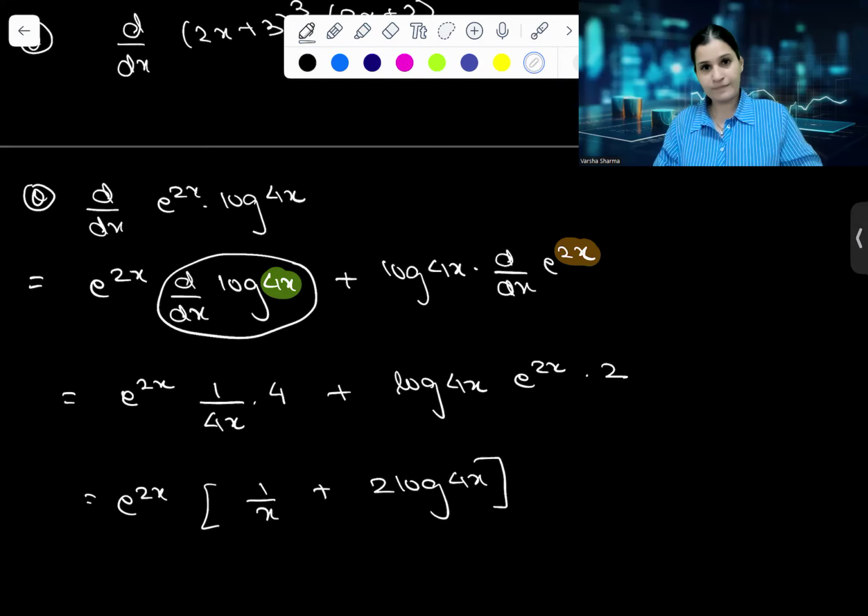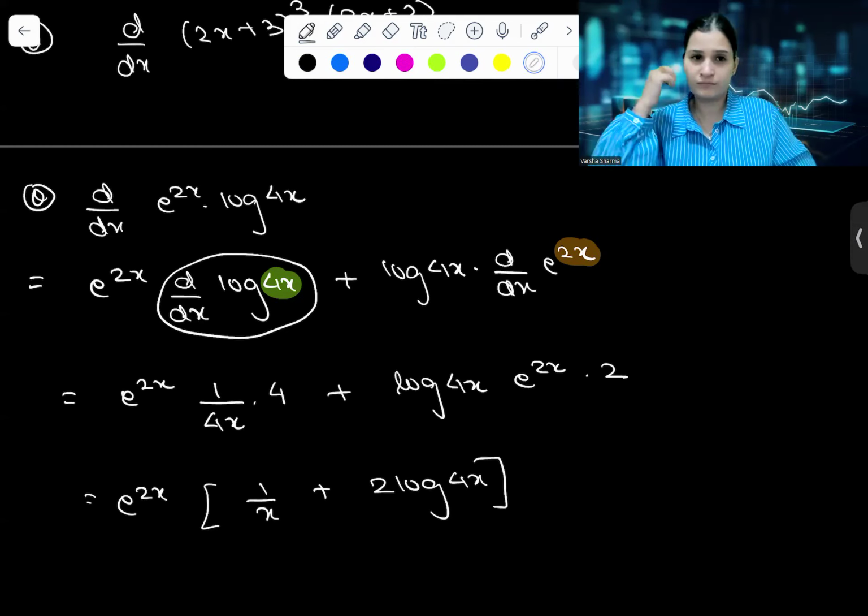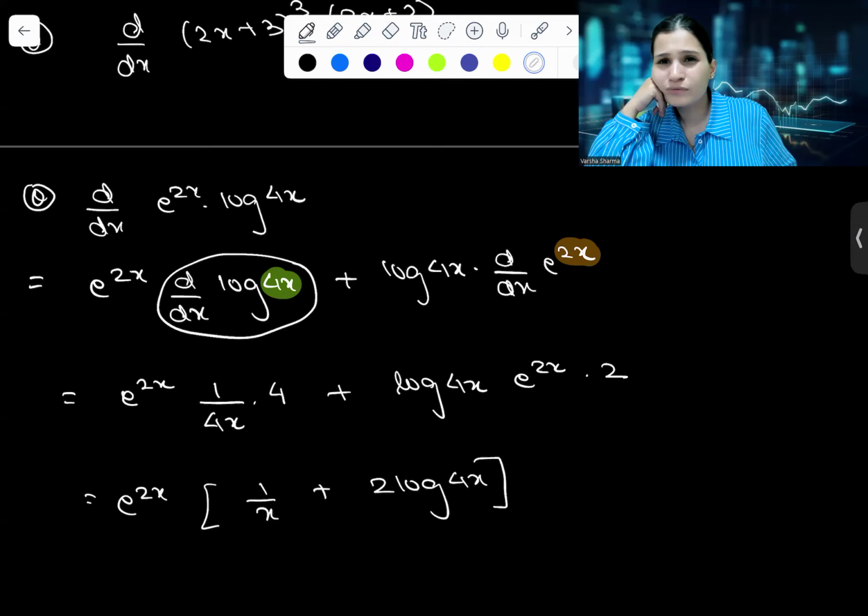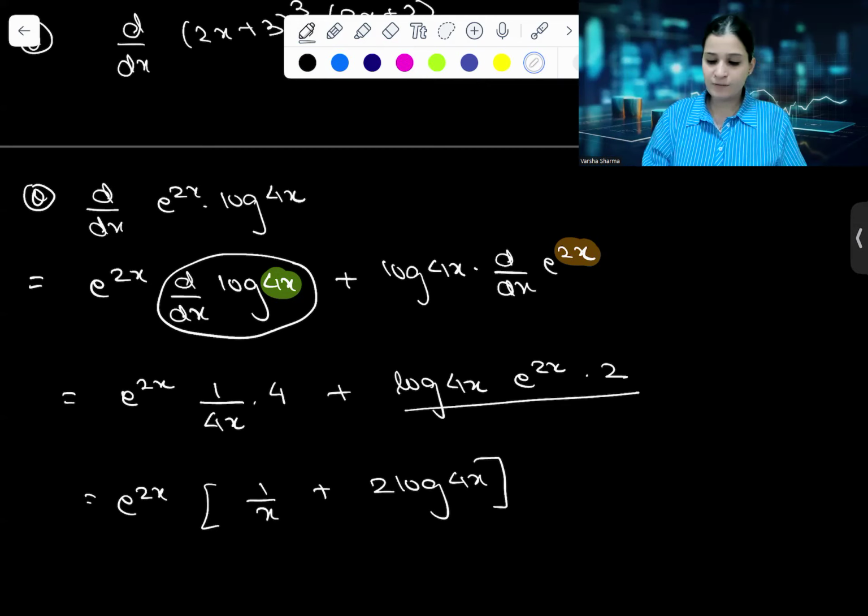Ma'am, won't it become 2e to the power 2x? I didn't understand. Ma'am, I've done it like this: my answer is e to the power 2x by x plus log 4x times 2e to the power 2x. Yes, I wrote the same thing, I just took e power 2x common. Ma'am, it's not necessary that we have to take it common? No, it's not necessary. Okay.